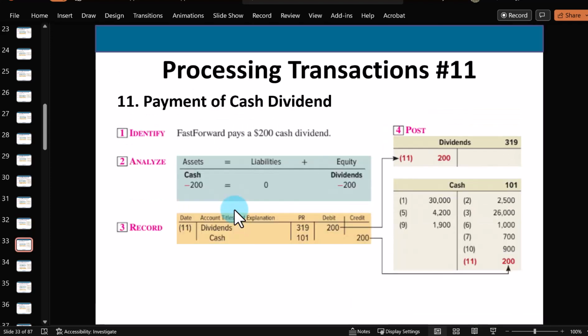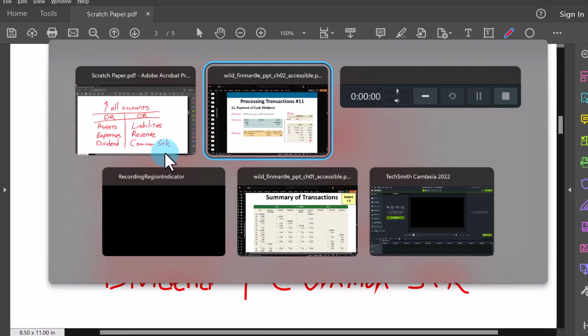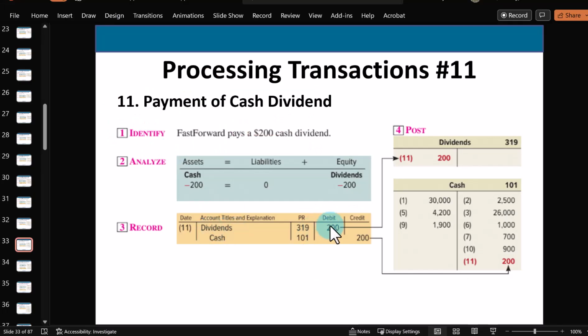Here's the last transaction we saw back in chapter number 1. Our company is paying cash, credit, a dividend. Okay, so we got to record a dividend. And the rule is dividends are increased with debits. Dividend debit, reduce cash asset credit, and you post.